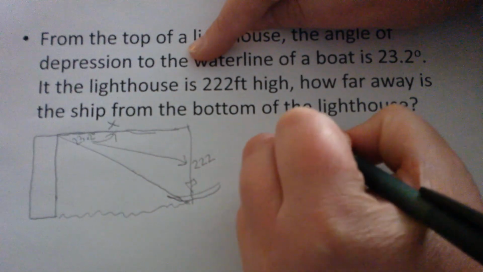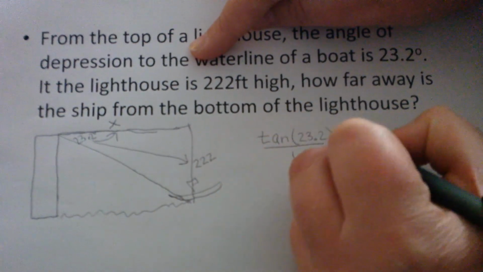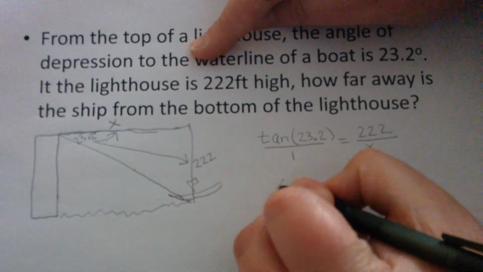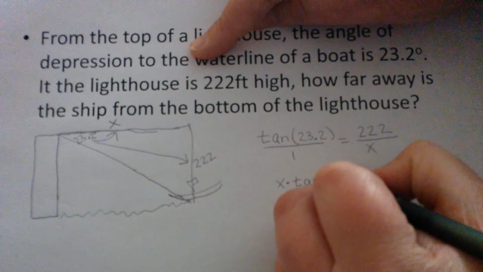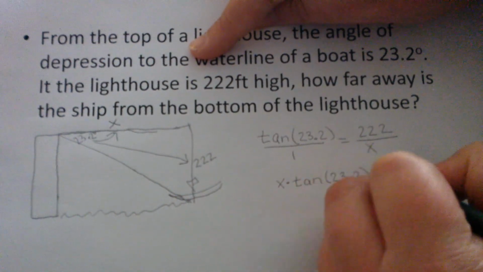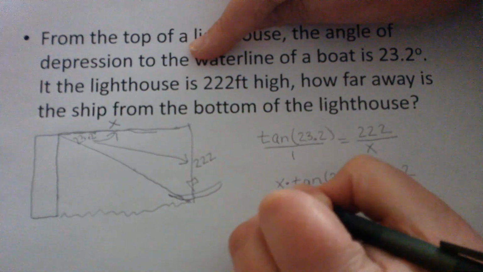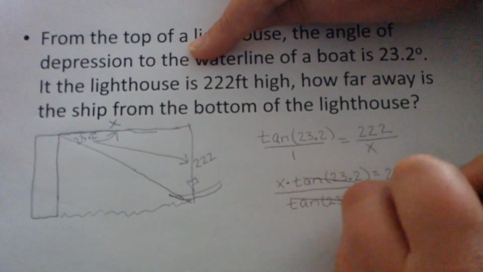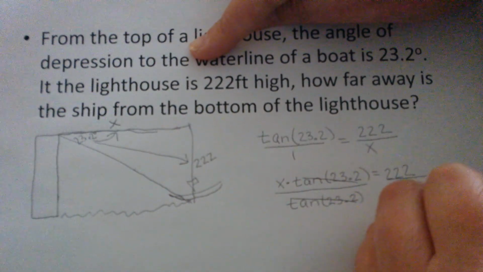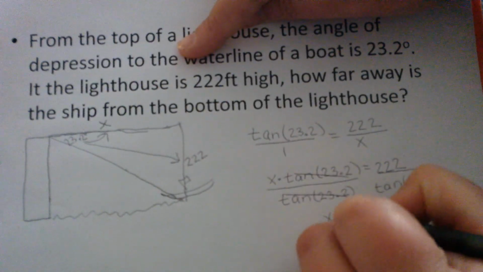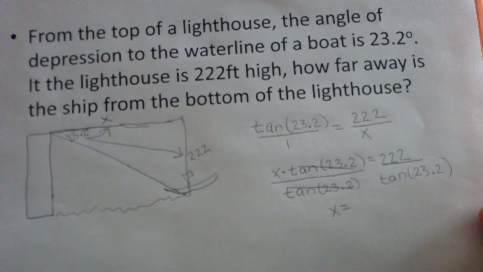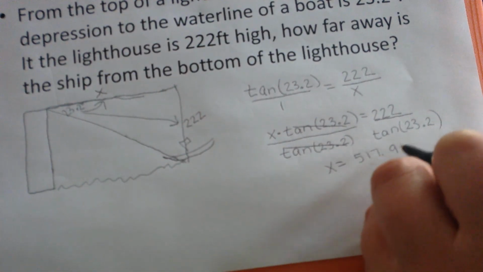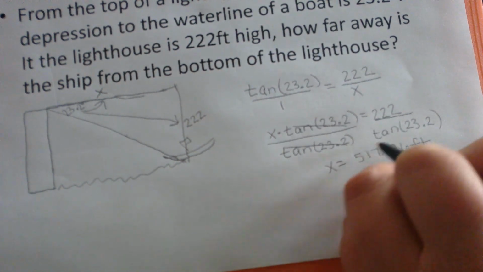So the tangent of 23.2 over 1 equals the opposite side over the adjacent side. Cross multiply: x times the tangent of 23.2 equals 222, and then just divide by the tangent of 23.2. And so x is equal to 517.96 feet, so almost 518 feet.